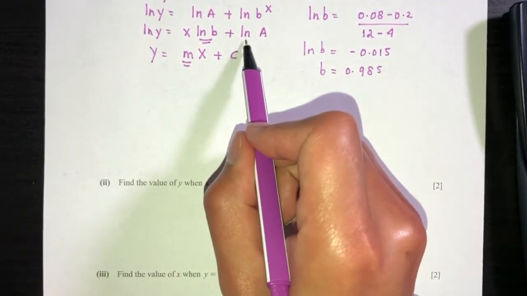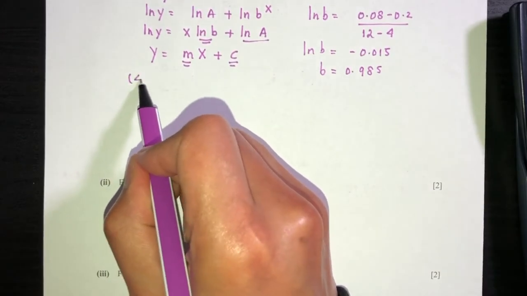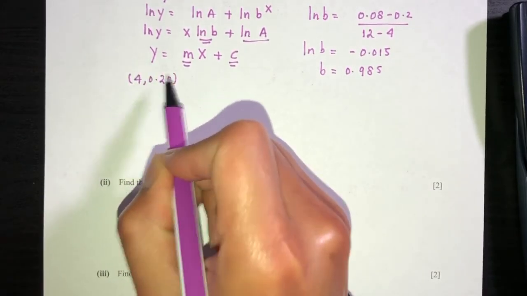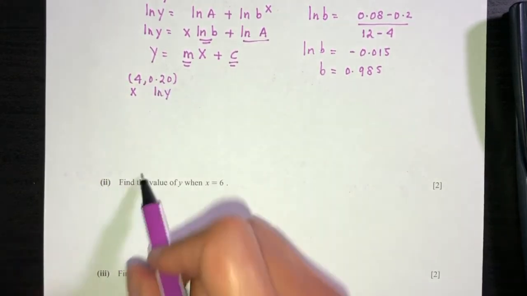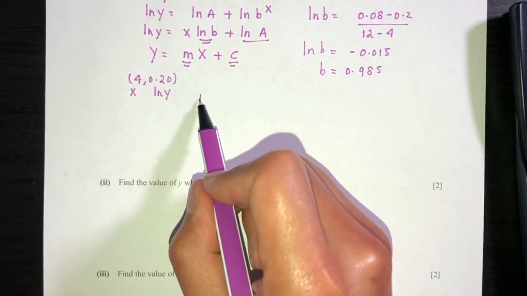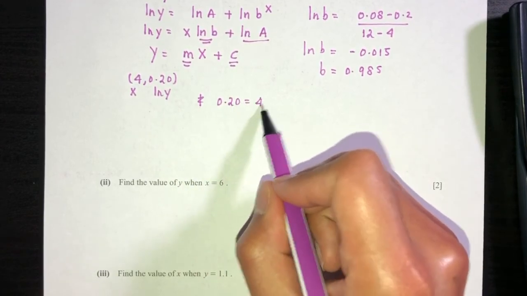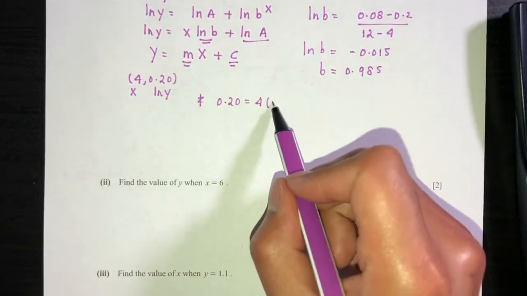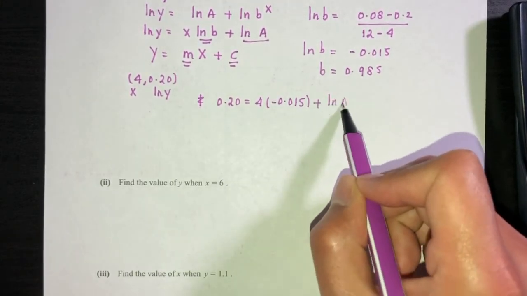Now what is the value of a? a is just your intercept. So let's use a point. Let's use the point 4, 0.2. This is your value of x. This is your value of ln y. Replace back in this equation. You will have ln y is 0.2 equal to x is 4 times ln b, which is minus 0.015, plus ln a.